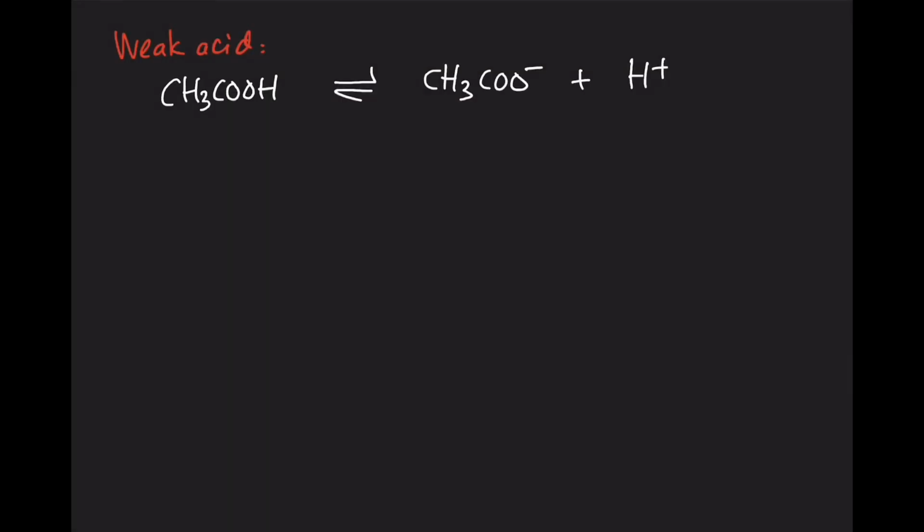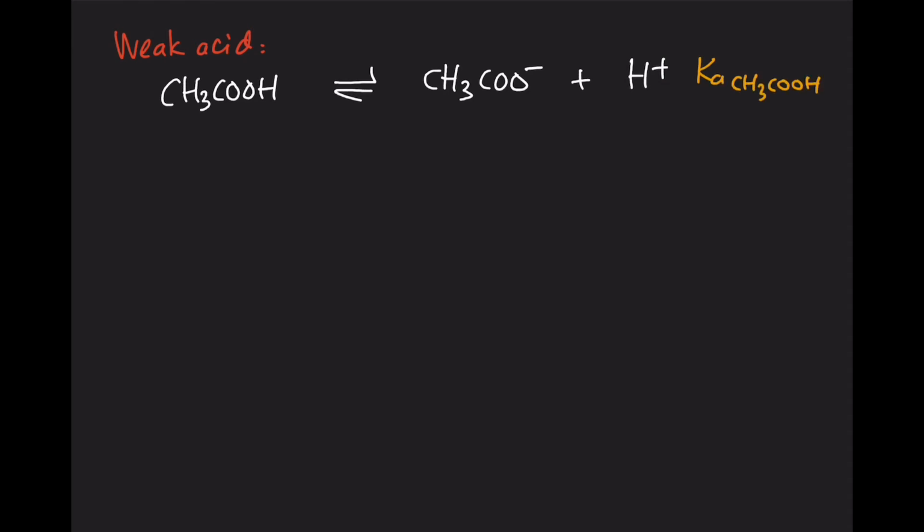Now let's go back to the example of a weak acid, which is the acetic acid, and then dissociates into the acetate ion and H+. So here we will have a Ka of acetic acid. So let's write it down here, Ka of CH3COOH.